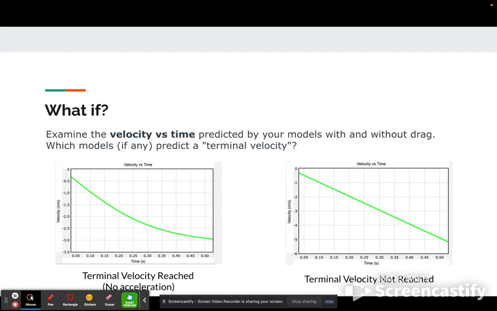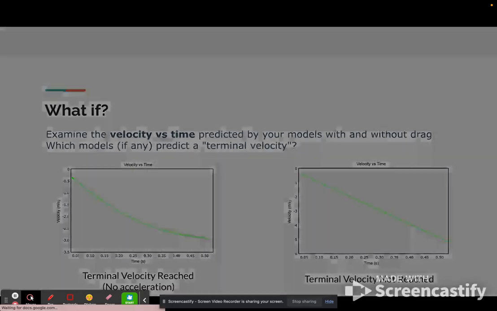We wanted to examine the velocity and time to see if any of them have a terminal velocity. We can see that in our model with gravity and drag, we do reach a terminal velocity because there's a point where acceleration slows down, or there is no acceleration, so the velocity curves. On the right, we can see there's no terminal velocity reached.